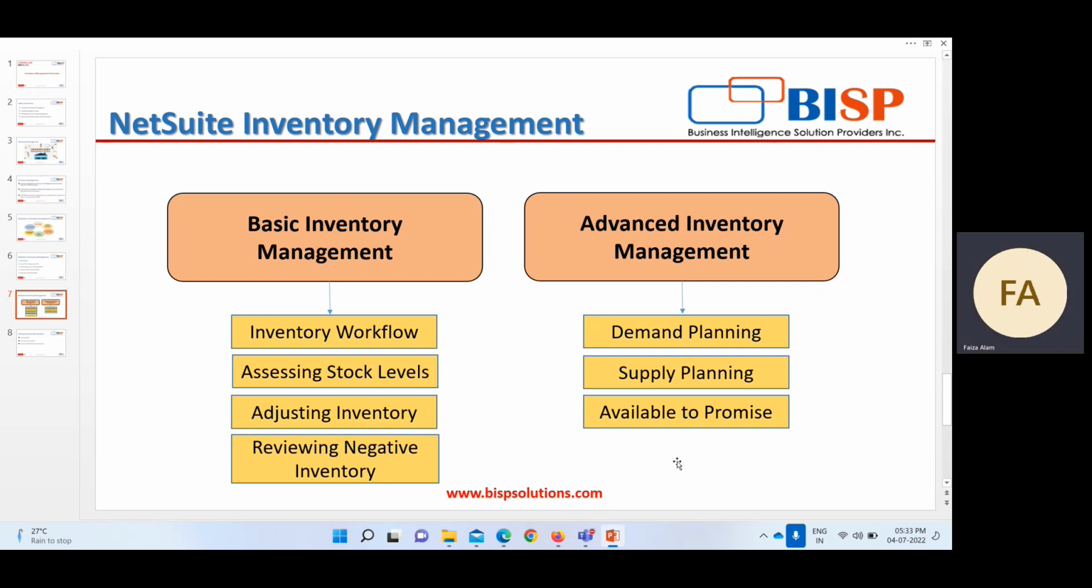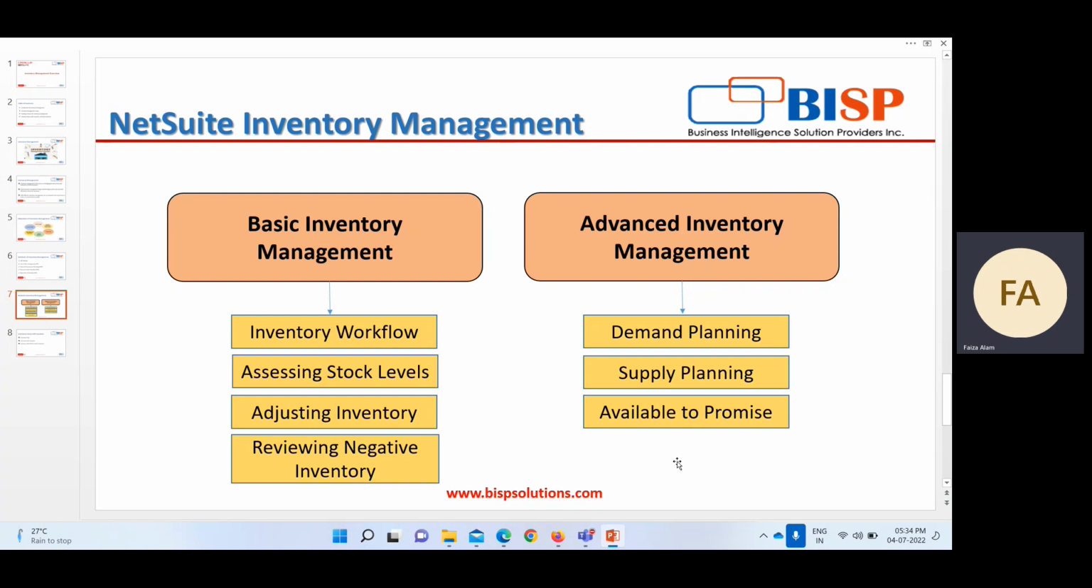The last feature of advanced inventory management is available to promise. As its name suggests, we are promising our customer to get their products available on time. This feature gives the purchasing and sales departments visibility into the defined ship date of goods. Along with that, it enables us to check item availability based on the outstanding transfer orders, purchase orders, work orders, and so on. It also gives assurance to the customer that they will receive the required goods by the promised date.